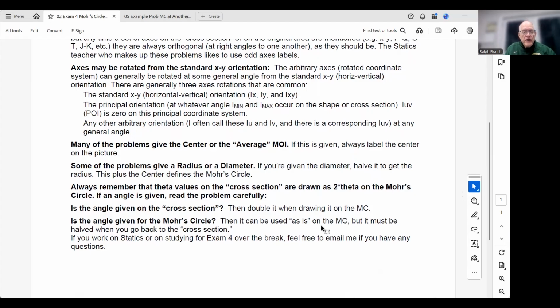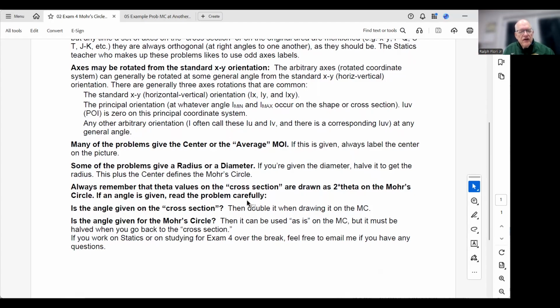This is important. Remember that the theta values on the cross section or the original area are drawn as 2 theta on the Mohr circle. Our original set of axes are at 90 degrees from one another on the original area, but they're plotted across from one another, 180 degrees apart, on the Mohr circle. So 2 theta on the Mohr circle corresponds to 1 theta on the original area. It just has to do with the math of the Mohr circle. We use the 2 theta form of the transformation equations to derive the Mohr circle.